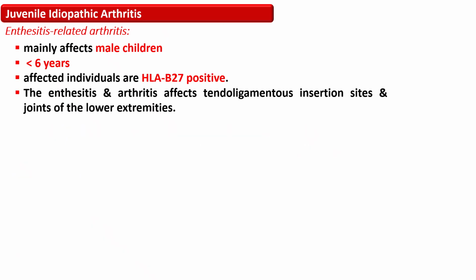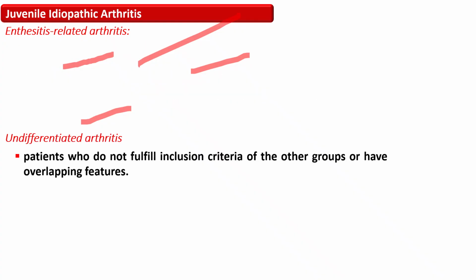Enthesitis-associated arthritis commonly affects male children, and the age of onset is less than 6 years. HLA-B27 association or positivity is common, and it affects mainly the site of insertion of the ligament on the joint. Then there is the final category, undifferentiated arthritis. People who do not fulfill the inclusion criteria of the other groups and have overlapping features are labeled as undifferentiated arthritis.